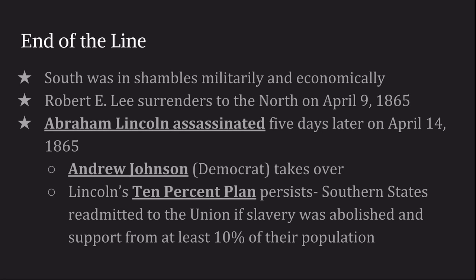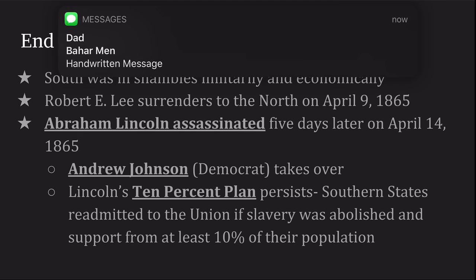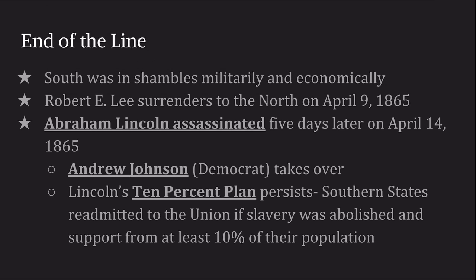End of the line. The South at this point was in shambles. They were worn down. They were done. And Robert E. Lee surrendered to the North on April 9th, 1865. And Abraham Lincoln was assassinated only 5 days later.